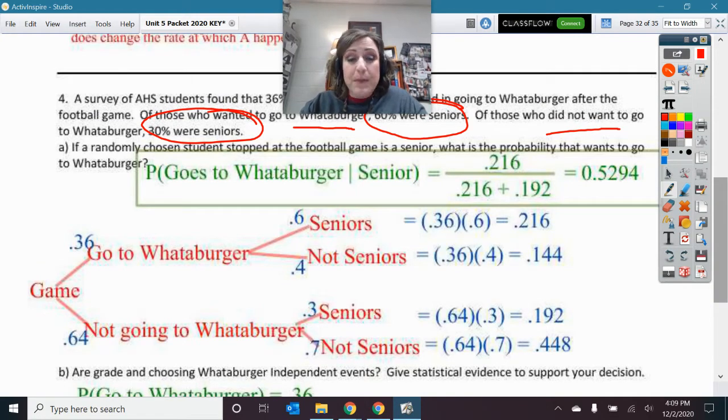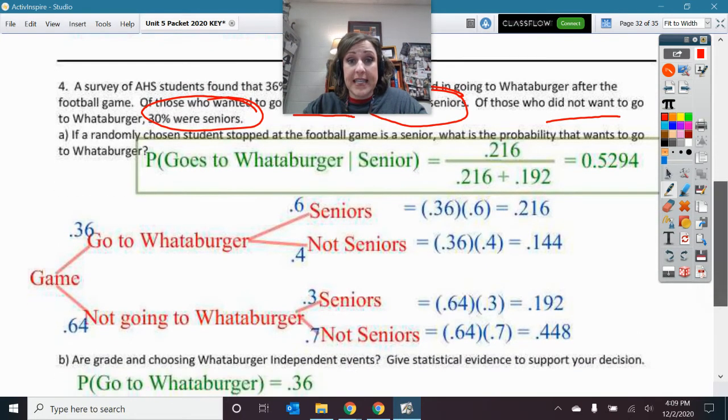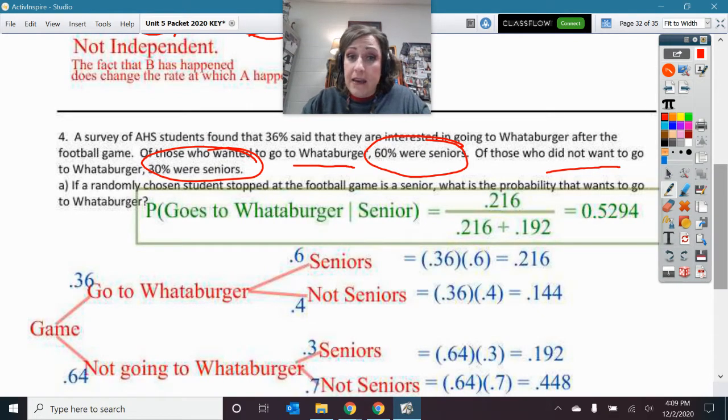Because of those multiple conditional probabilities, I say to myself, I'm going to diagram a tree. That's the strategy for me. So I put Whataburger and not going to Whataburger, and then I did the conditional from both of those sections. Then the question that was asked is, if a randomly selected student at the football game is a senior, then what's the probability that this person wants to go to Whataburger?